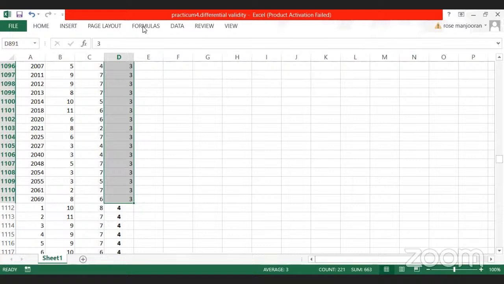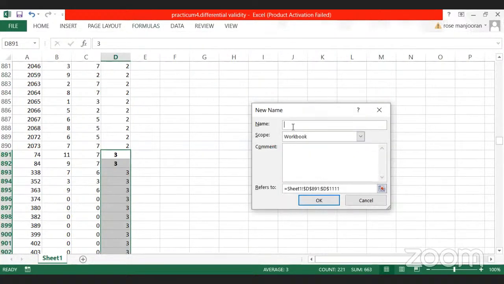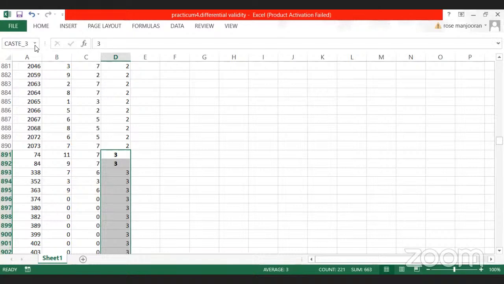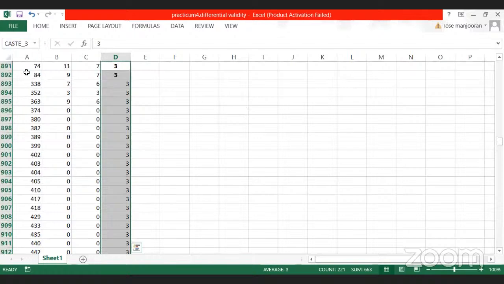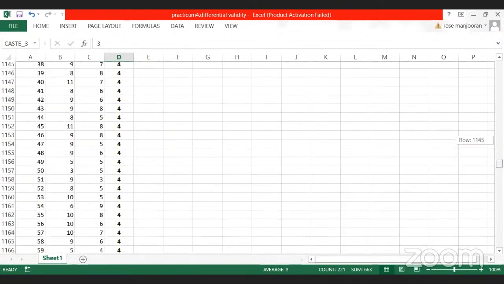Okay. So we are doing it again. We have selected 3. Then we can see the range is from D891 to D1111. So here we are writing caste underscore 3. Then we give OK. It comes like caste 1, 2, and 3. So when you click on it, you can easily find it. Okay. Then we'll move on to the 4.